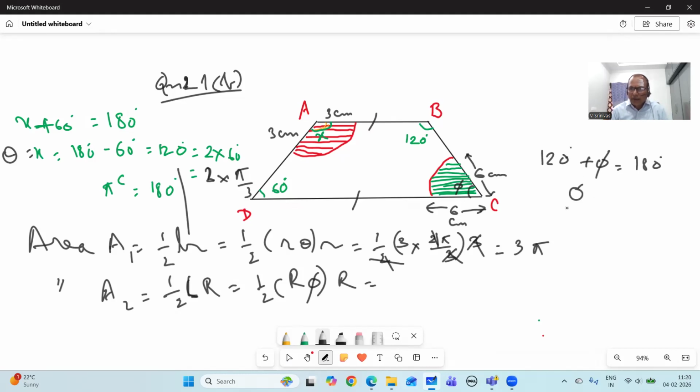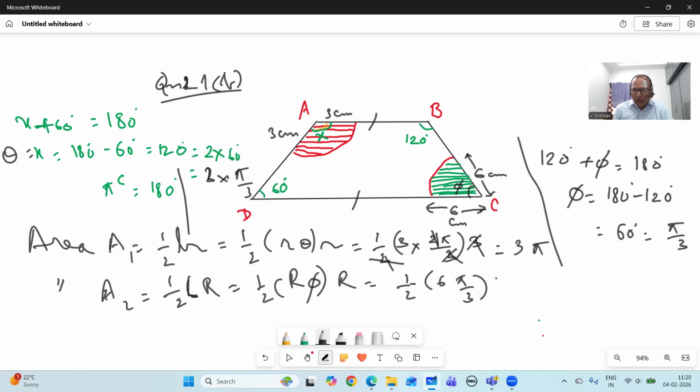From here, you can calculate phi. Phi is, take 180 to the other side, so it is 180 minus 120 degrees. So it is 60 degrees. 60 degrees is pi by 3. Pi is 180 degrees. 180 degrees by 3 is 60. So it is pi by 3. So for phi you can now substitute pi by 3. So it is half. And for capital R, we have to substitute 6 here. Half into capital R is 6 units into phi is pi by 3 into capital R, which is again 6.